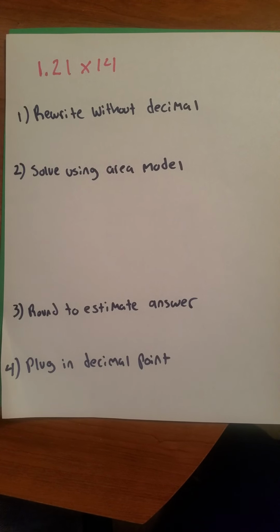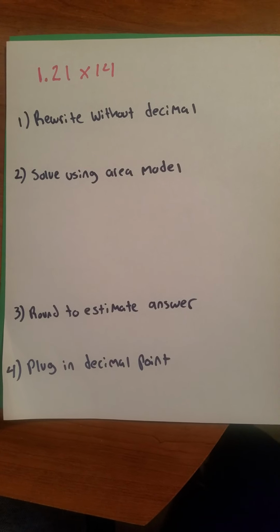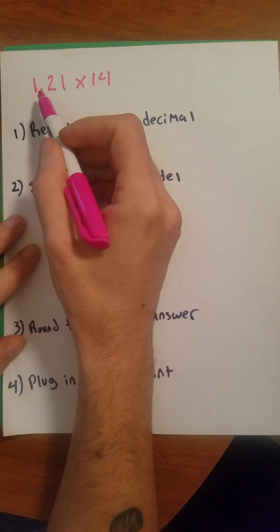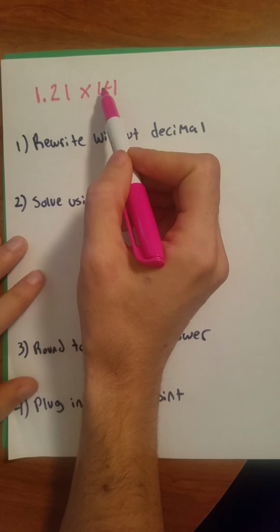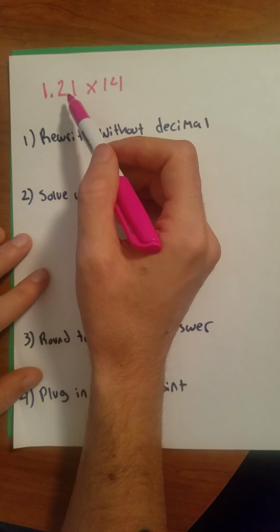Good morning, 5A. Today your math mission is going to be using 4 steps to solve multiplication with a 2-digit number by a decimal to the hundredth place.